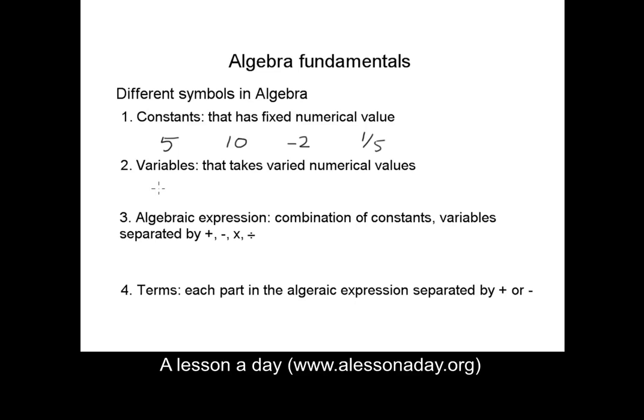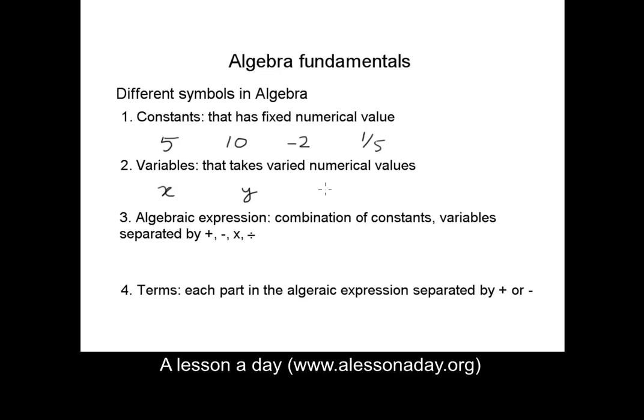The next one is variables. What is a variable? Variable is the one which can have varied numerical value. For example, x. So x can have any numerical value to it, whatever we assign to it. We can assign 2 to x. We can assign 5 to x. We can assign 10 to x. We can assign 100 to x. Similarly, y. Y is a variable too. Whatever number we assign to y, it takes that number.